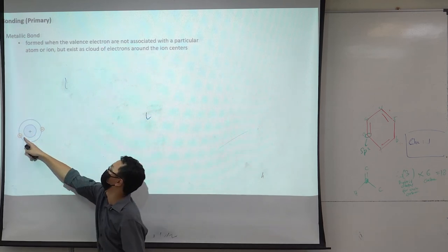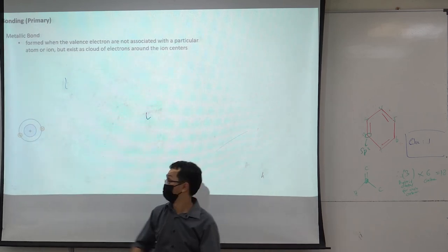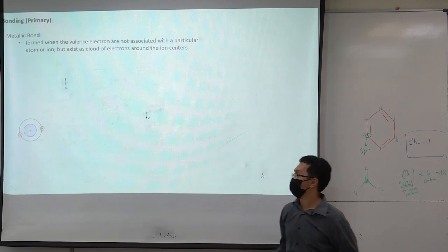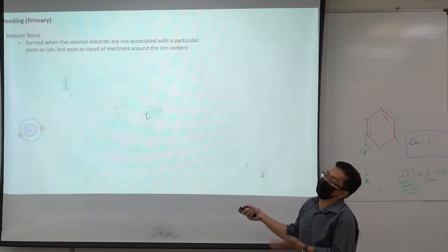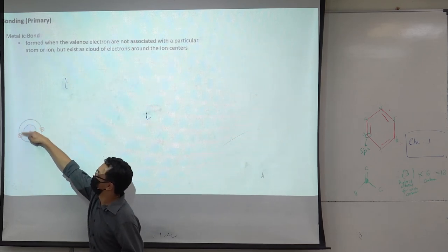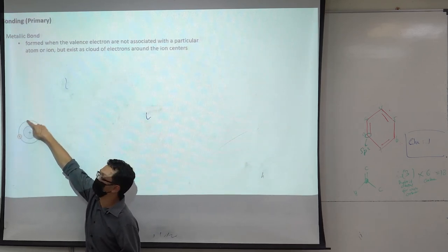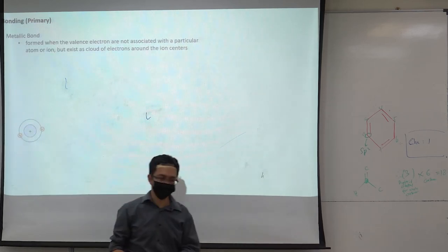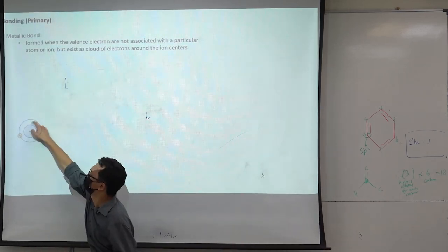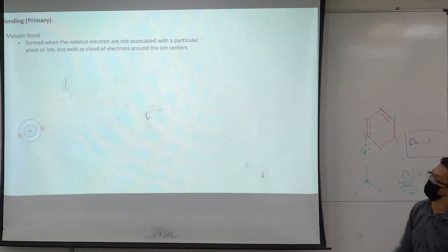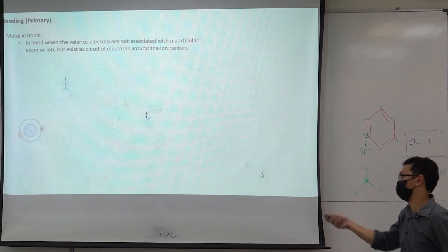I just say that it's the valence electron. There are two valence electrons. There must be two, because metallic bond, the word itself has metal, right? So helium is a gas. This is just to show you that there might be more things. Any metal with two valence electrons can be, for example, magnesium.